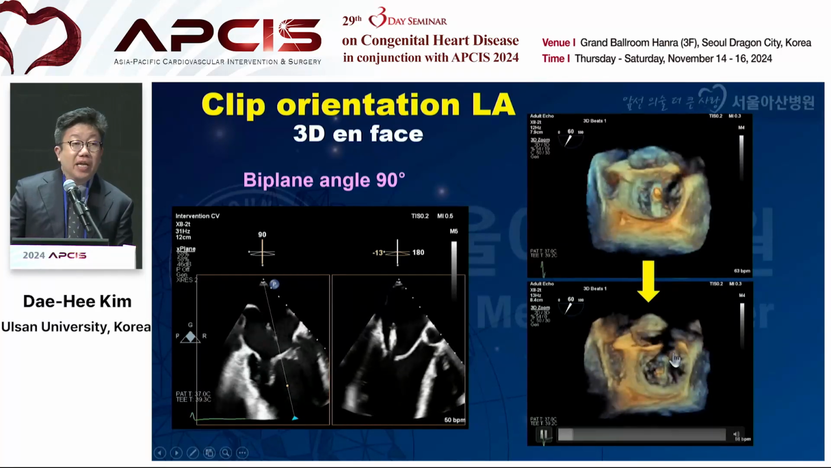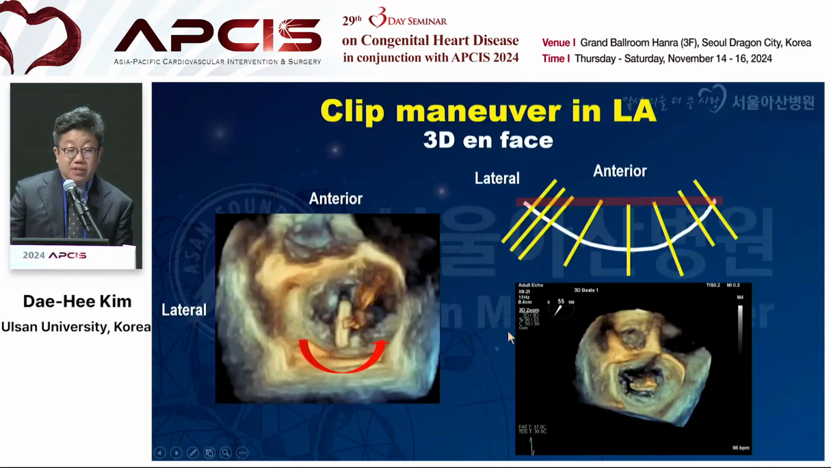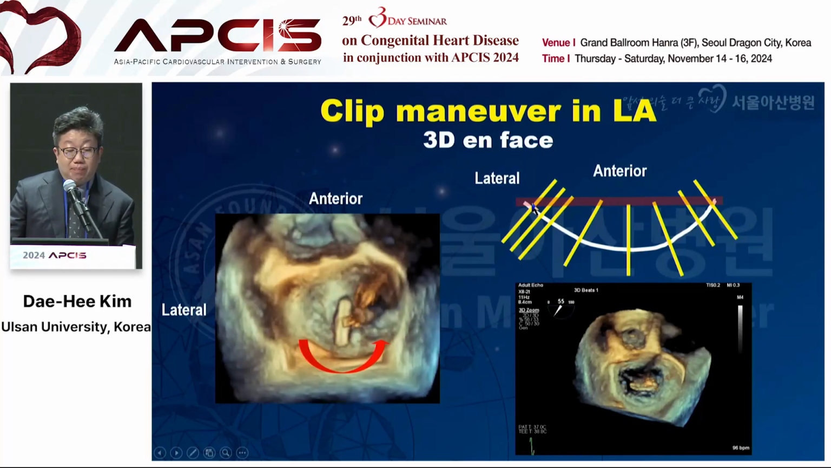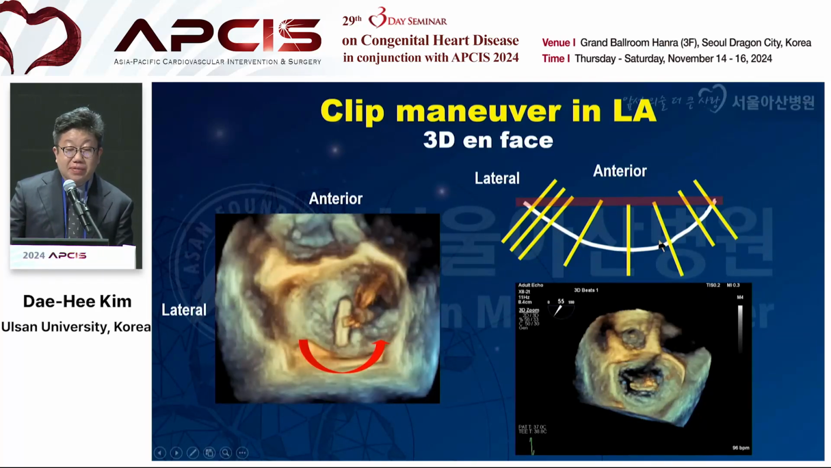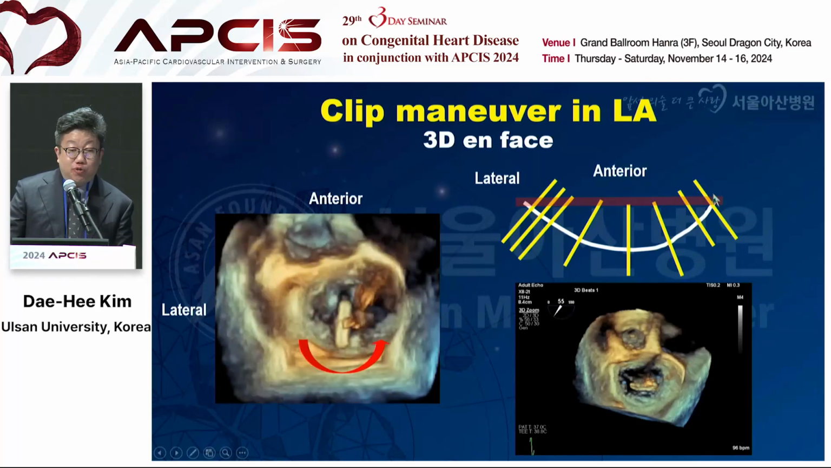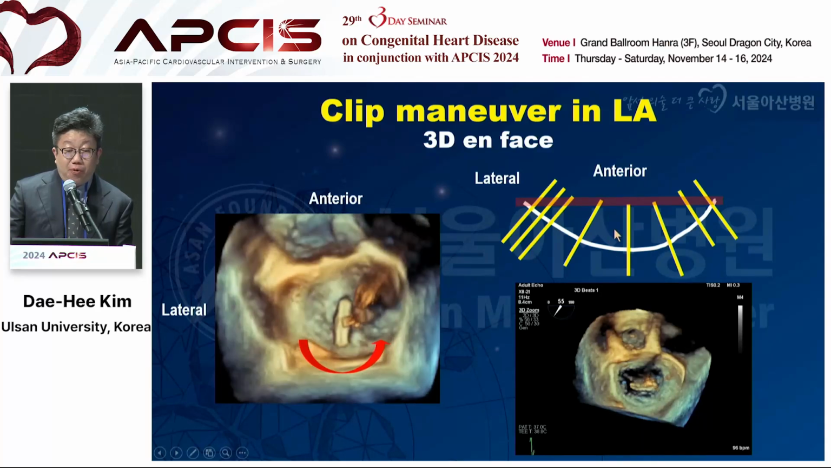Guidance of clip rotation is very important. The exact orientation of the clip should be like this. Usually the coaptation line in the mitral valve looks like this. The clip should be located exactly perpendicular to the coaptation line. So in the central region, the biplane angle should be a 90 degree orthogonal plane.